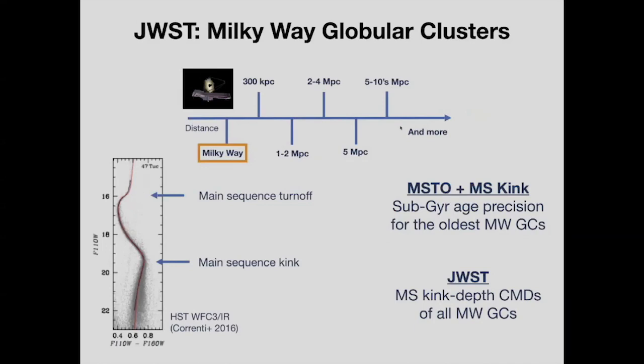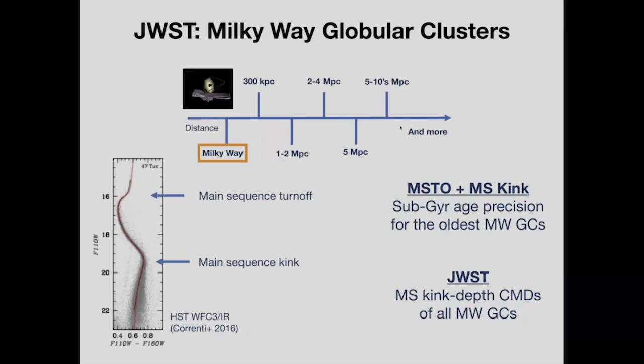So this is a globular cluster. Typically, globular clusters with HST in the optical are observed just below the main sequence turnoff. The faint stars are very red and can be very expensive to observe. But when you switch to the IR, you can go much, much fainter and much deeper. And what you see is this additional structure called the main sequence kink.